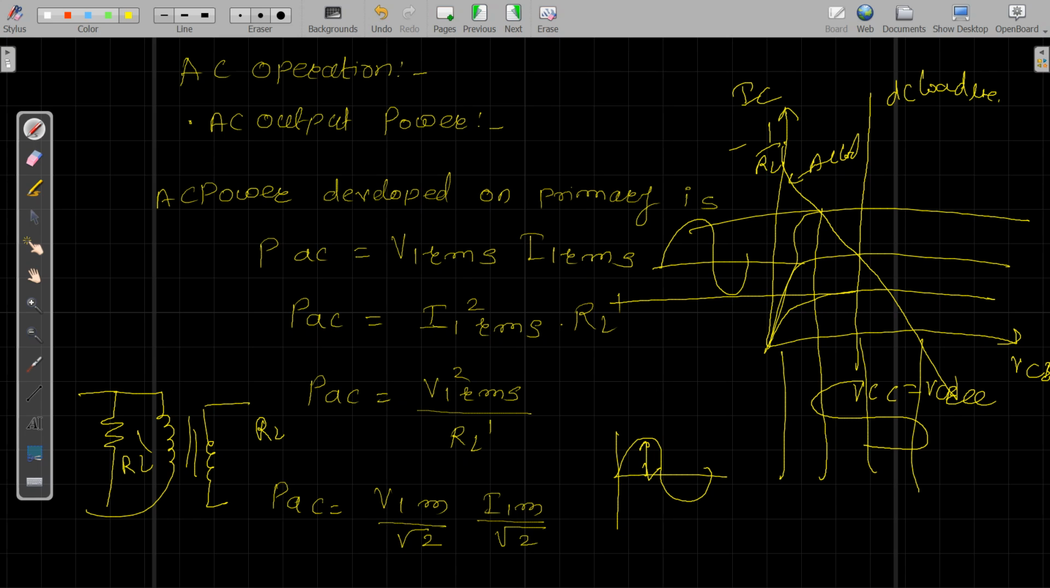That means now the AC power developed on the primary, PAC, is nothing but V into I. In terms of RMS, it is V1 RMS times I1 RMS. Now, if I substitute V1 RMS equal to I1 RMS into RL dash, because RL dash is the reflected impedance at the primary winding, my PAC in terms of I1 RMS is this, and in terms of V1 RMS is this. Now, if you want it with respect to your maximum peak amplitudes, these are the equations.